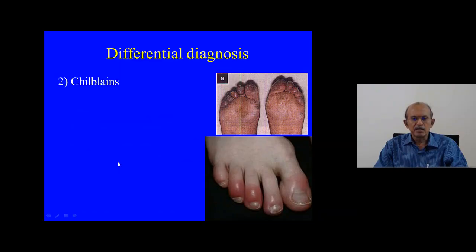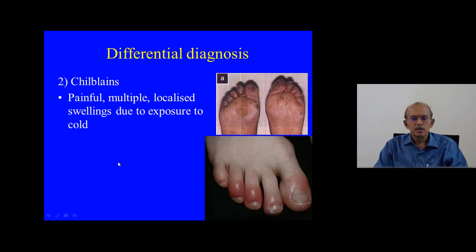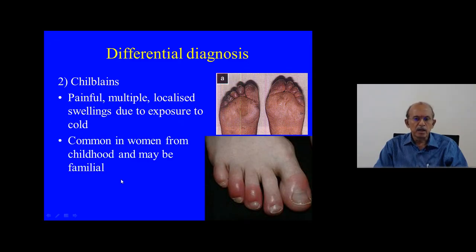Other condition is called chilblains. Painful, multiple localized swellings due to exposure to cold. Whenever a person is exposed to a very cold environment, there will be painful, multiple and localized swellings in the extremities. Common in women from childhood and may be familial. The edematous nodules may sometimes ulcerate.